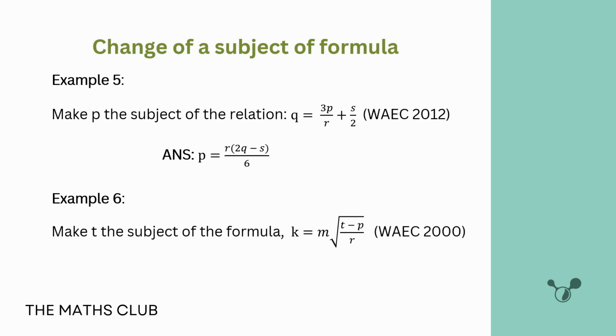Example 6 says that we should make t the subject of the formula where k is equal to m square root of t minus p all over r. This is taken from WAEC 2000. I want you to pause the video and try this out yourself. Welcome back. Let's solve it together.